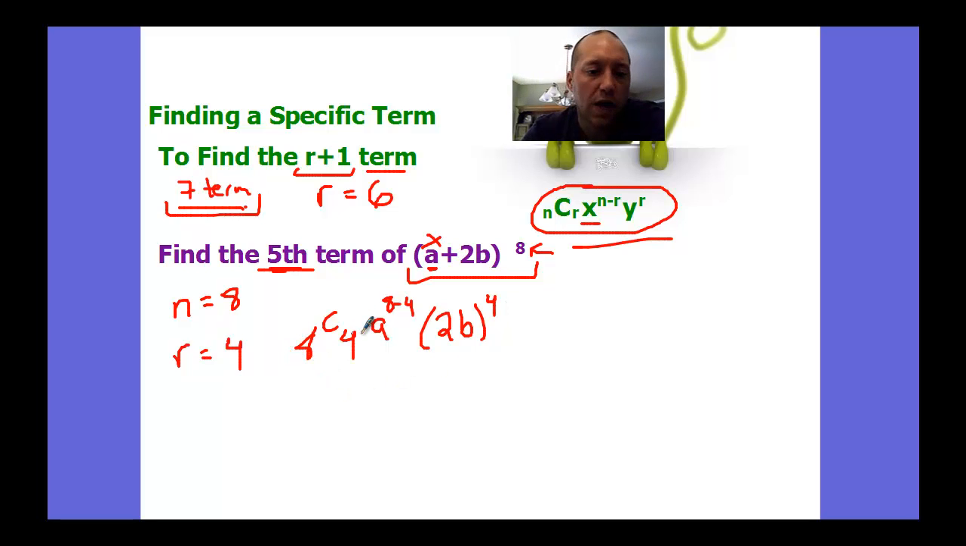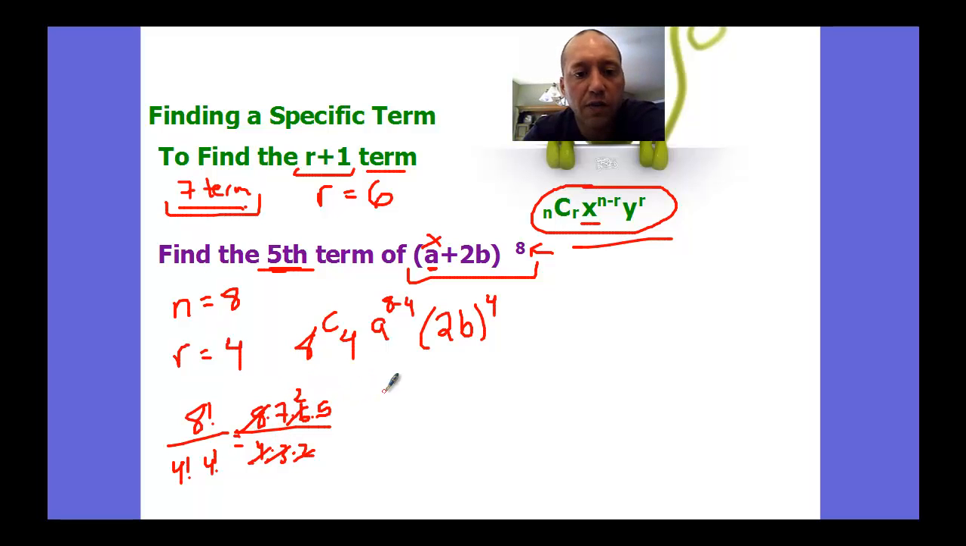So 8c4, again, you can find that's 8 factorial over 4 factorial times 4 factorial, which is 8, 7, 6, 5 over 4, 3, 2. So again, 4 and 2 is 8. 3 goes into 6 2 times. So we have 35 times 2, or 70. So if I evaluate this, I get 70, a to the fourth, and then 2 to the fourth here is 16, and then b to the fourth. And so the last thing I do is multiply 70 times 16.